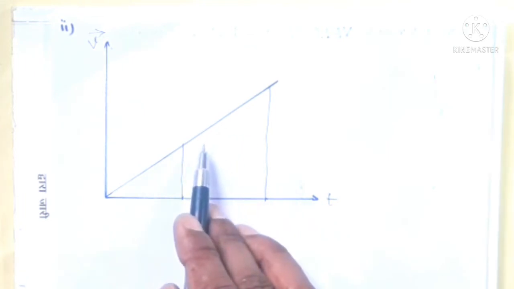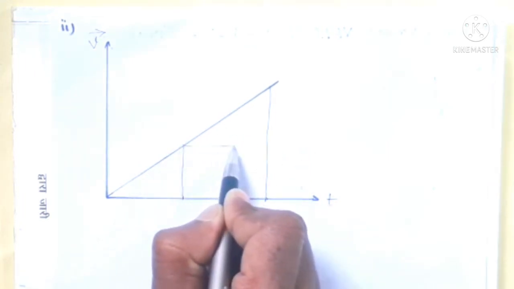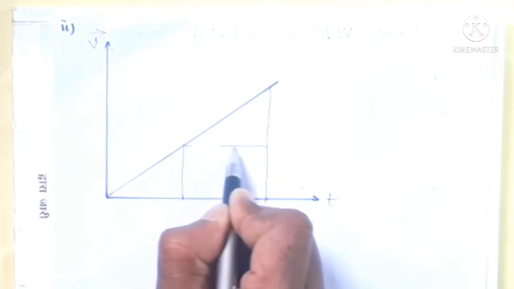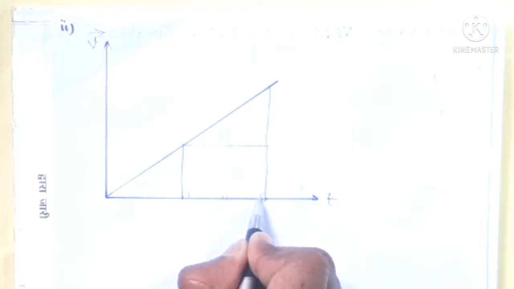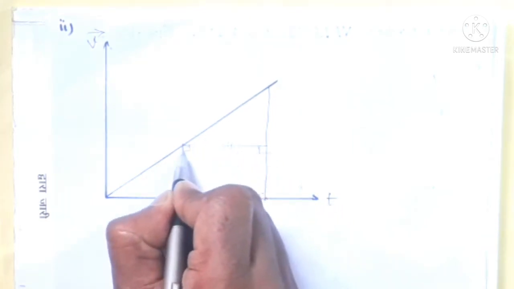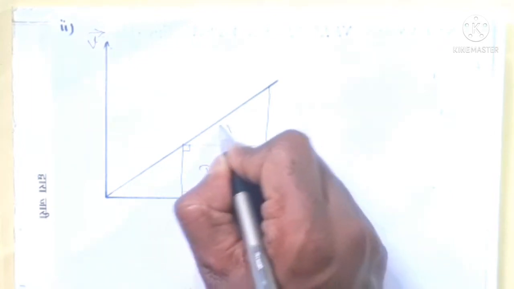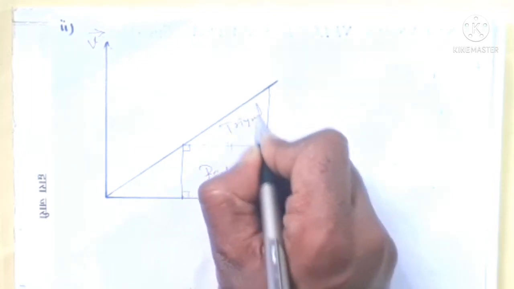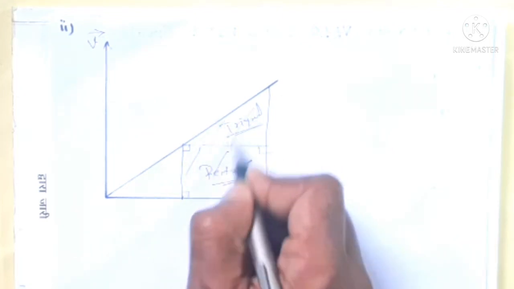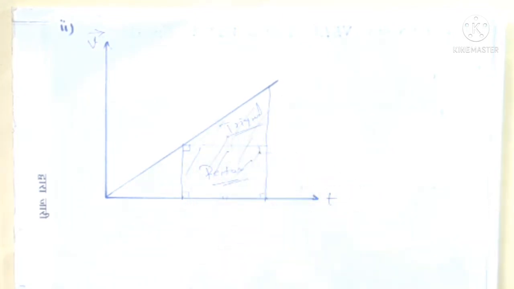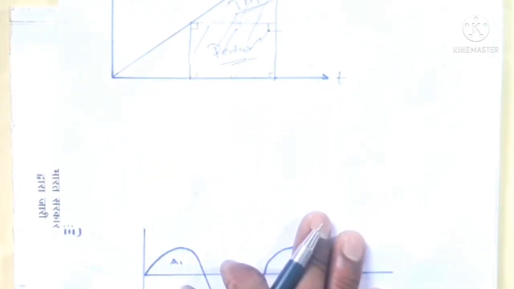This is not a rectangle, so we can divide it into two parts, with a straight line parallel to the time axis. This perpendicular, and this perpendicular, and this perpendicular. So this is the rectangle and this is our triangle. We find this area, we find this area.